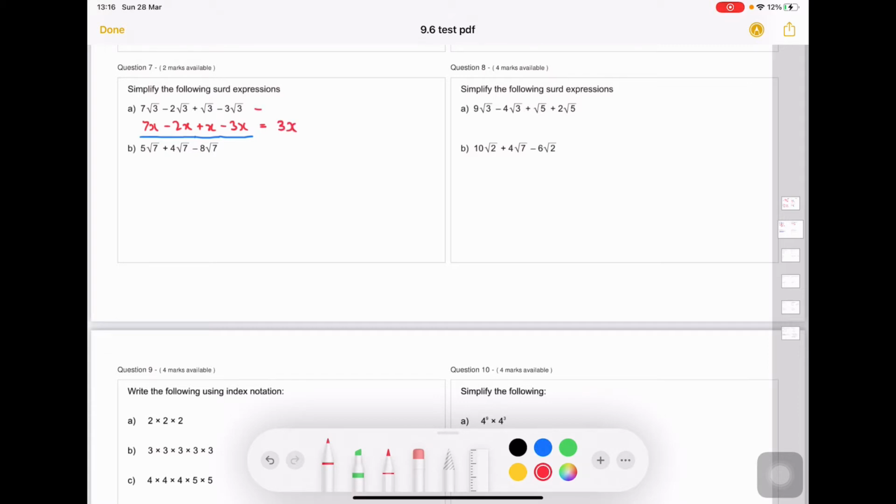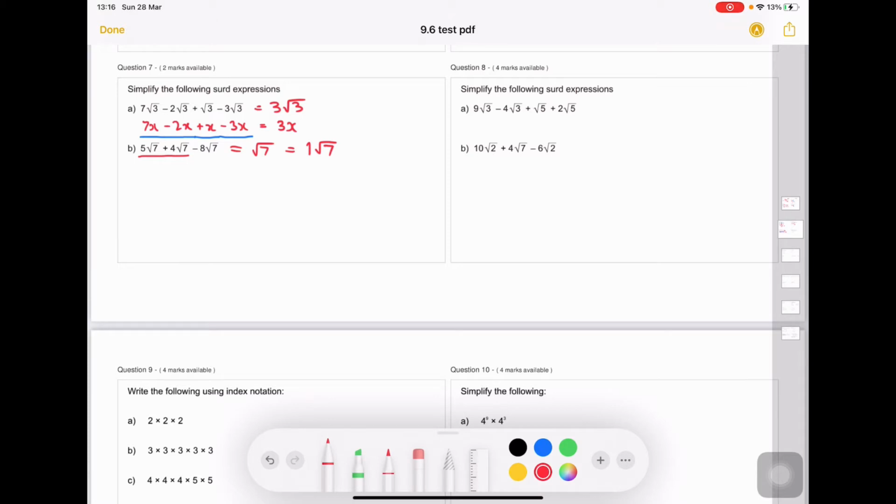So I'm gonna just write 3 root 3 here. For the next one, 5 root 7 plus 4 root 7 is 9 root 7. So 9 root 7 take away 8 root 7 is just root 7. Remember, root 7 is the same as 1 lot of root 7. We just don't need to write the 1 at the front.